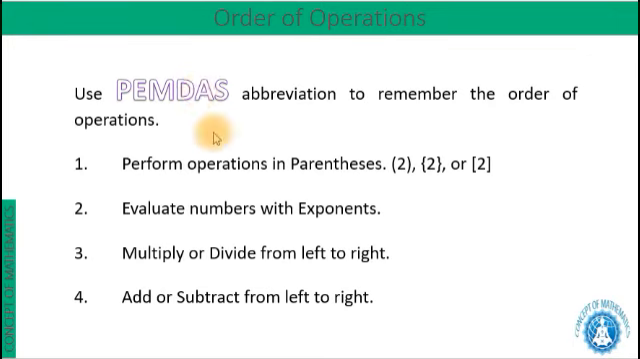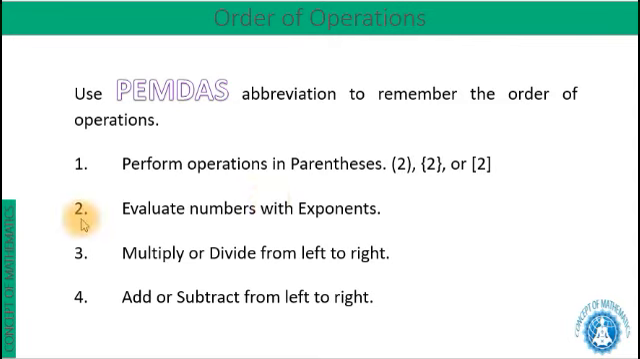Now we will see what is PEMDAS. It is as follows. First, perform operations in parentheses. Of course, we use three types of parentheses in numerical expressions, which are often called a small bracket or parenthesis, the second one is called a curly brace, and the last one is called a square bracket. So if we see different parentheses, we will perform operations given in a small bracket first, then curly brace, then square bracket.